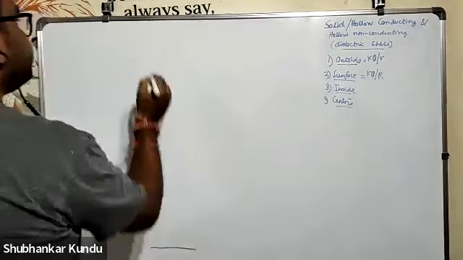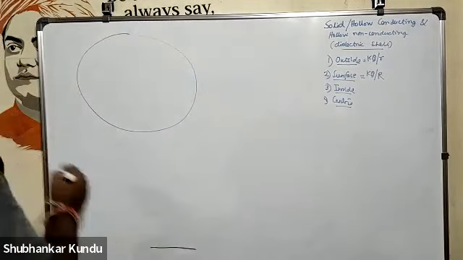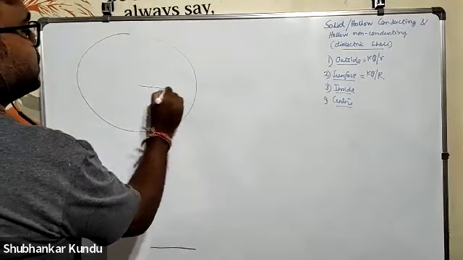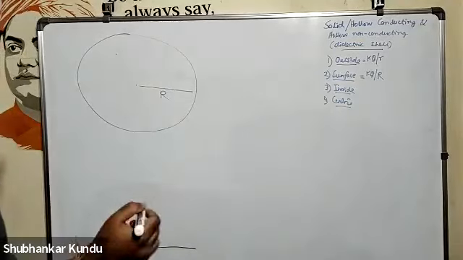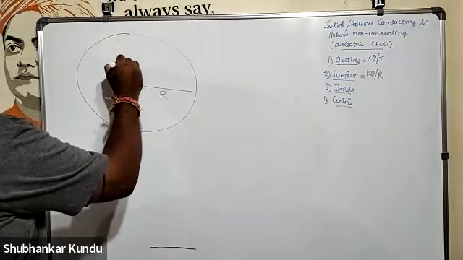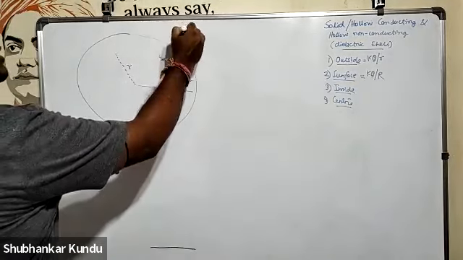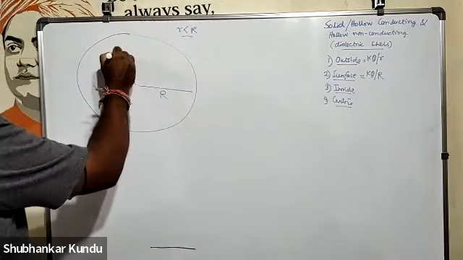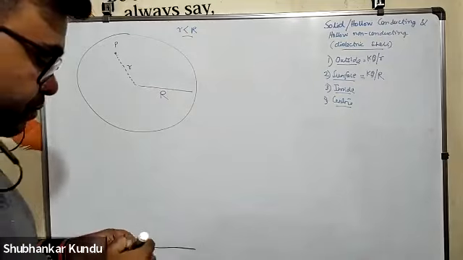Inside the sphere, this is my sphere, radius R. Let the inside point be this one. The distance is always calculated from the center. So for an inside point, r is less than R. Here we need to calculate the potential. Let this point be P.